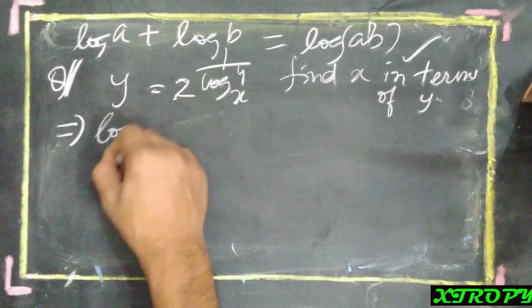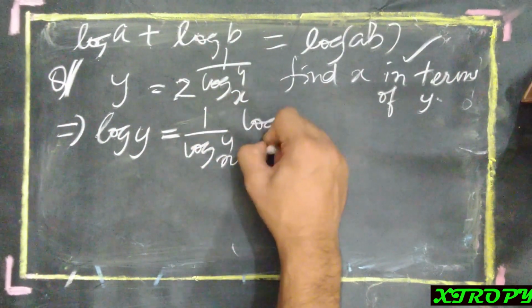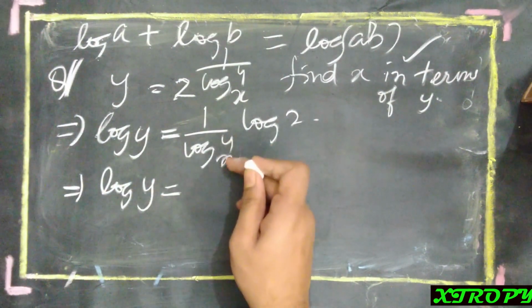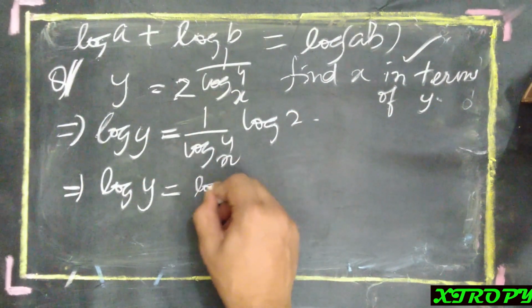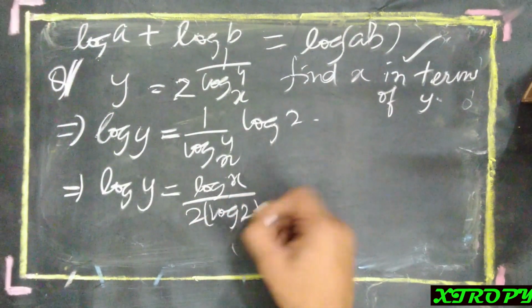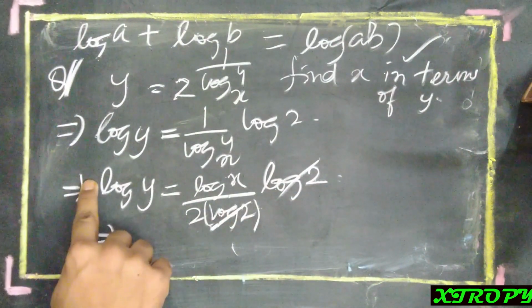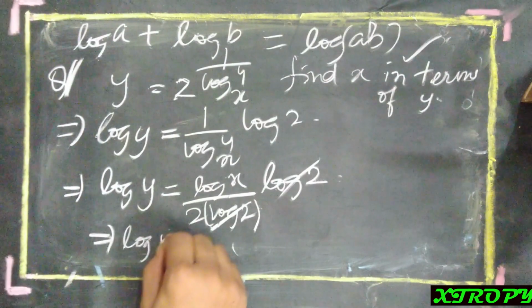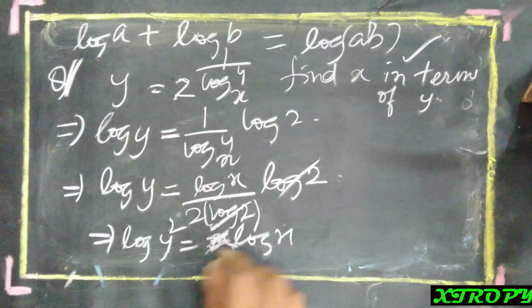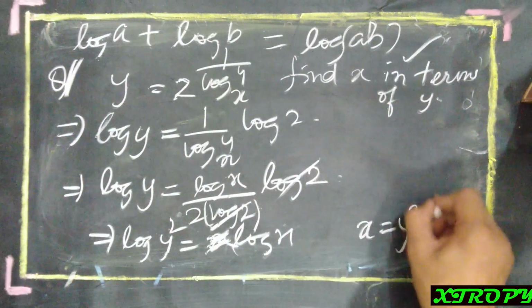We take log on both sides. This gives log y equals 1 by log 4 base x times log 2, and log 4 base x will convert to log x by log 4, and log 4 can be written as 2 log 2. Don't worry, you will understand all this in the next video. So you cancel log 2 on both sides, transfer this 2 over here, so this transforms to log y squared equals log x. And now if you remove log from both the sides, you find x equals y squared.